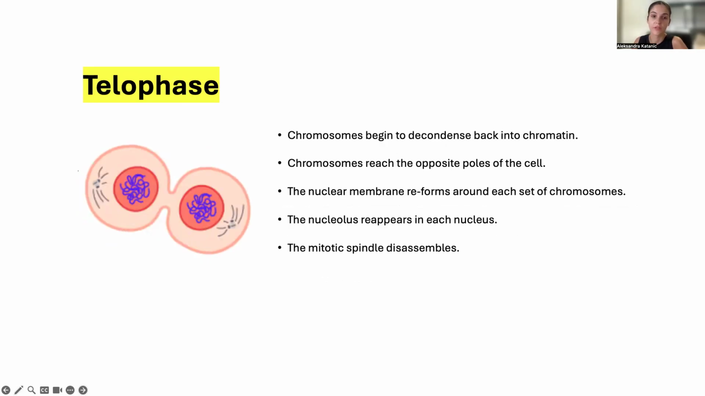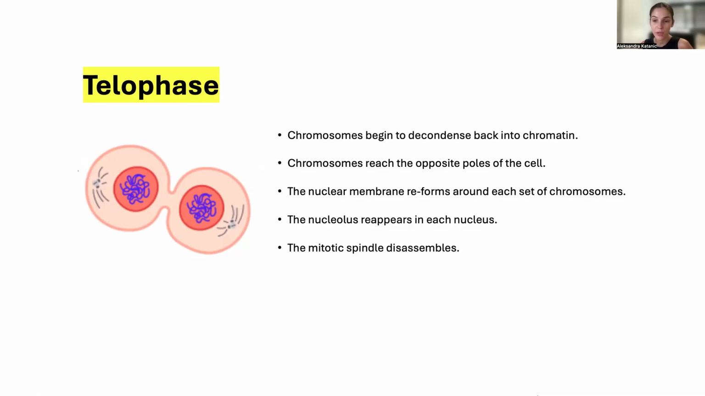And we move on to telophase. Here, chromosomes begin to decondense back into chromatin. And what this does is it makes DNA accessible for transcription and normal cell functions once division is complete. Chromosomes will reach opposite ends of the cell, and this happens, you can probably tell me, so that each daughter cell will receive a complete and identical set of chromosomes.